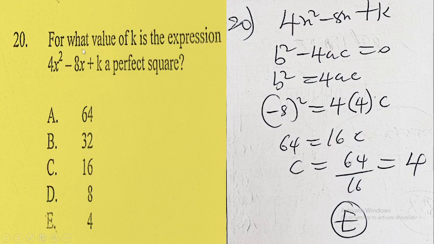Here, b is the 8, a is the 4, and k is the c. So if you substitute the values, we have b is minus 8, so minus 8 squared equals 4 into a, which is 4, then c is our constant k here. If you simplify this further, we have 64 equals 16c. Don't forget that c is the value of k, which is constant. So divide both sides by 16, that gives us 4. So the value of k here is 4, and option E is the correct option there.